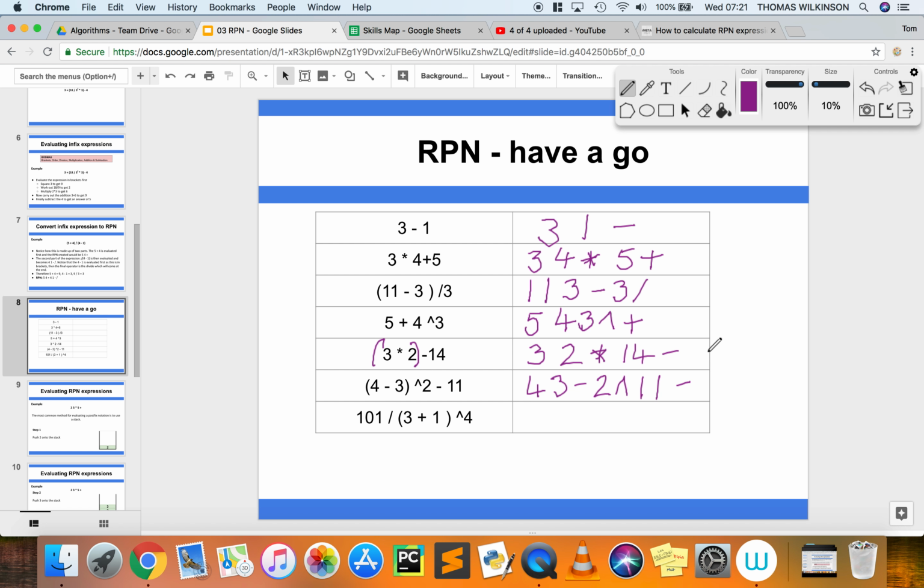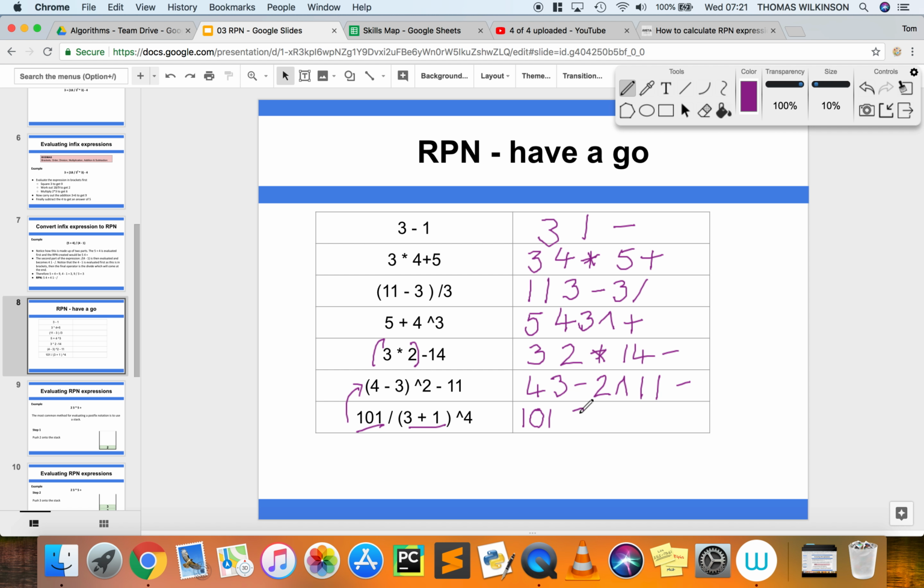Now the final one is an interesting one, because the equation on the left hand side of the division is actually evaluated already. So this gets placed on the left hand side, but it isn't going to be evaluated immediately. So 101 is going to be placed there. What we then need to do is evaluate these brackets, so the 3 and the 1, add those together and then raise it to the power of 4. So that's a bit like this example just here in some ways.